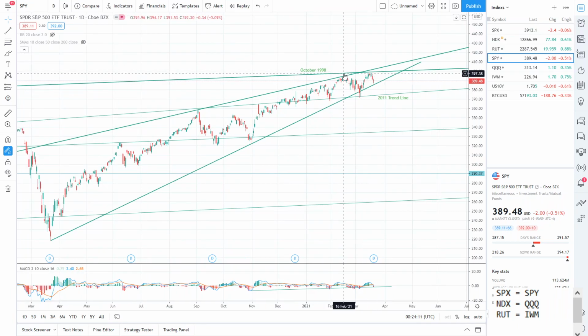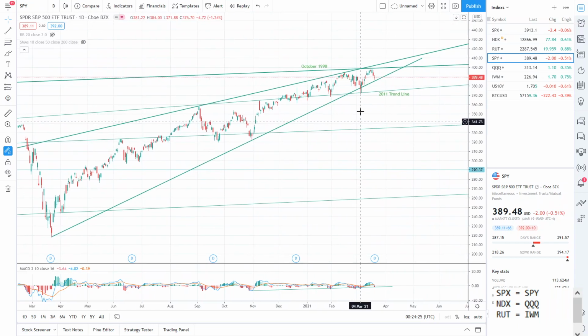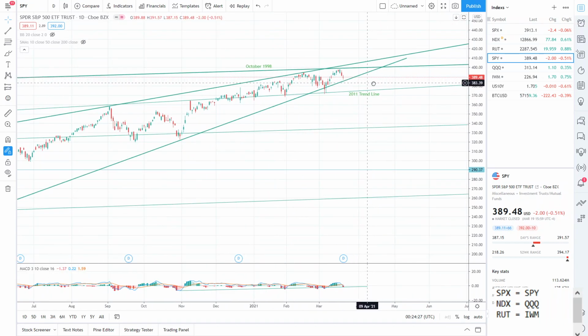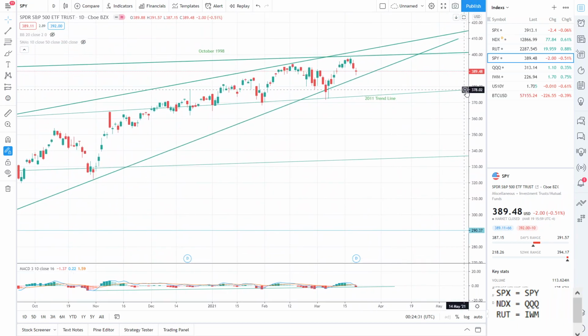This line right here, we bounced clean off of it, and now we're testing the March trend line from the bottom of this recent pandemic. So this is the trend line from recently, and we're at this level of support, really. So we have to see how we respond around this level.